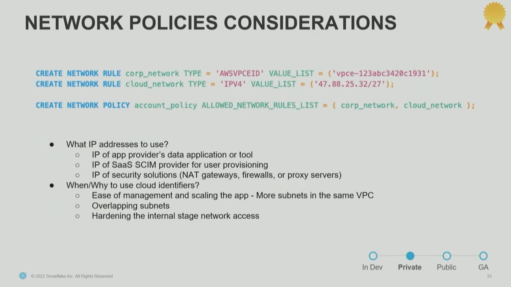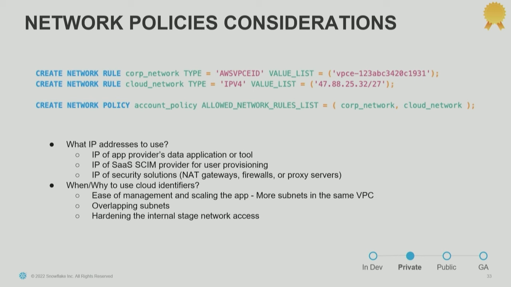So here's a network rule with an AWS VPC ID, and it is of type AWS VPC ID, and there is also a type IPv4. Both of these rules can be referenced inside a network policy. And of course, the benefits are very clear. You can move away from the overhead of IP-based management. If you have private link connectivity, if you have private IP addresses, there can be an overlap in these subnets. So this helps you sort that out and, of course, harden your internal stages.